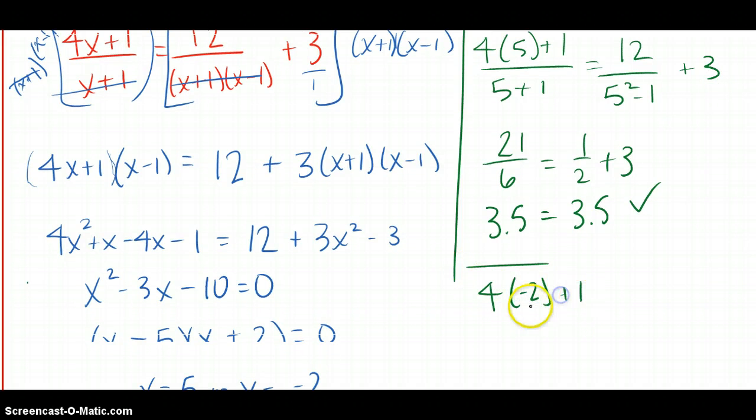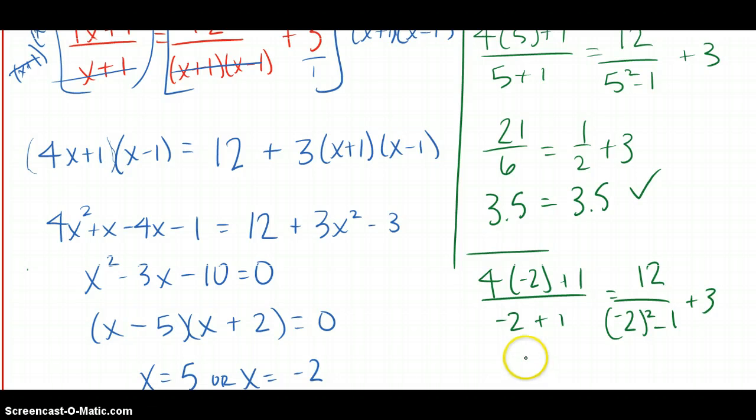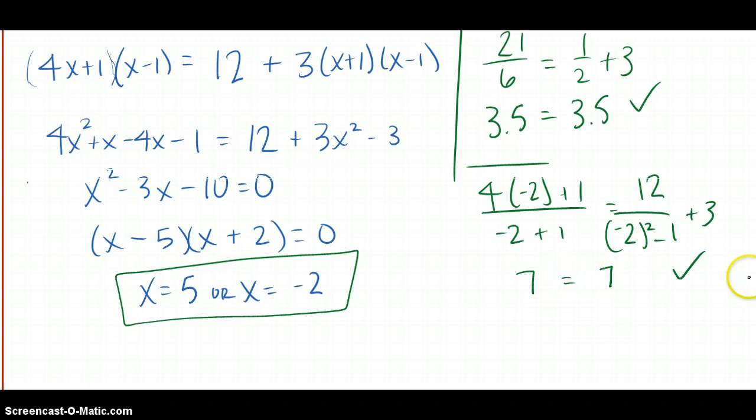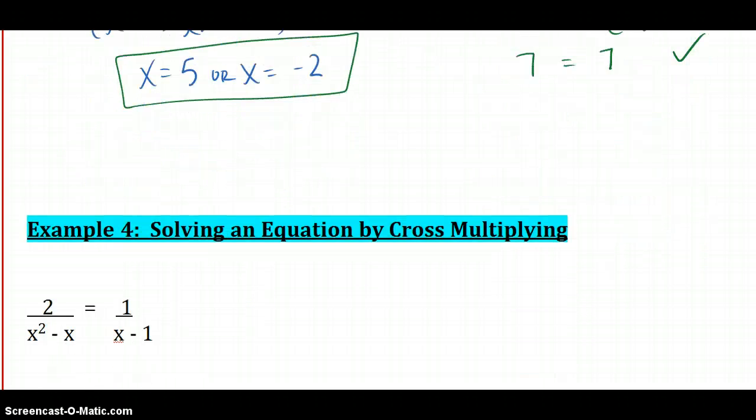So now I'll plug in negative 2. Which we get this side to be 7, equals, believe it or not, 7. So both these are solutions, which is possible, and that's okay. So both x equals 5 and negative 2 are solutions. If this did not equal each other, it would be an extraneous solution.